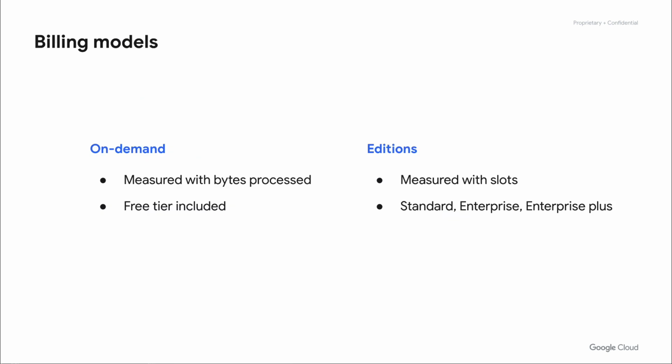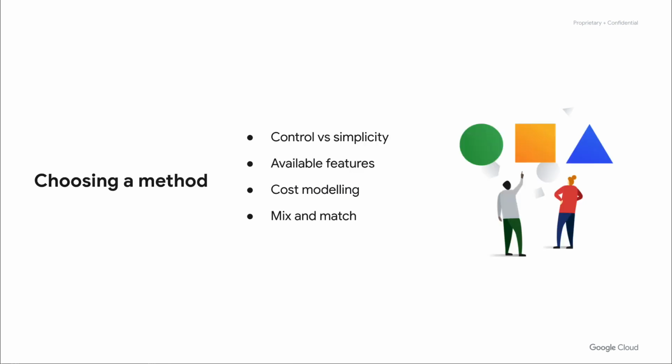Compute can be purchased in two ways in BigQuery: using on-demand, where you're charged for the bytes scanned as a part of the query, and with editions, where you pay for the slot capacity used by your queries. Choosing the method that you want comes down to how much data you typically use, what features you need in order to complete your queries, and what other business-critical things you need based on your organization requirements.